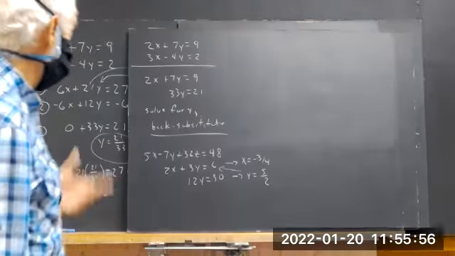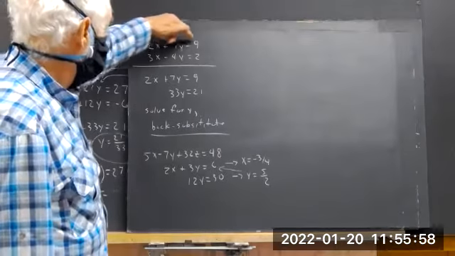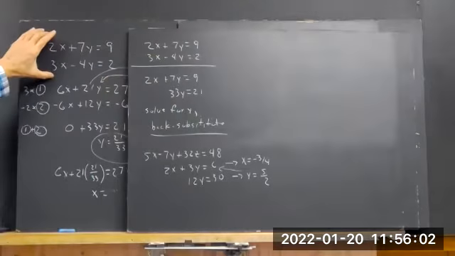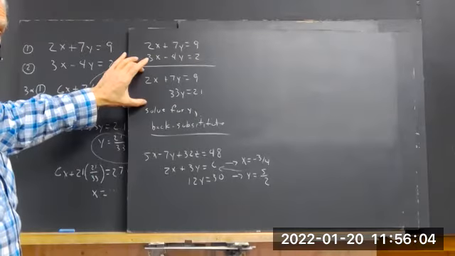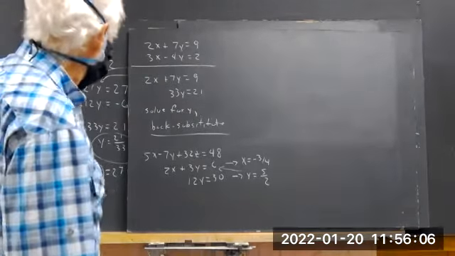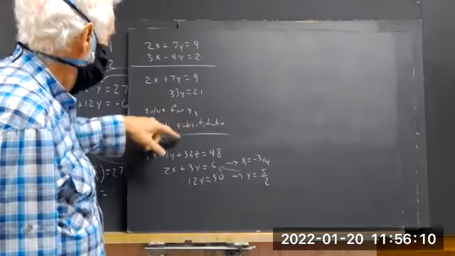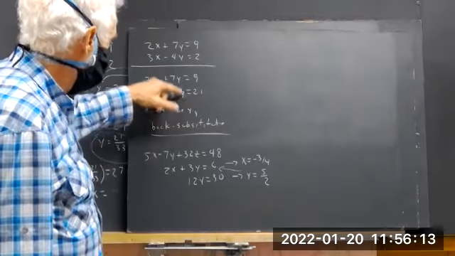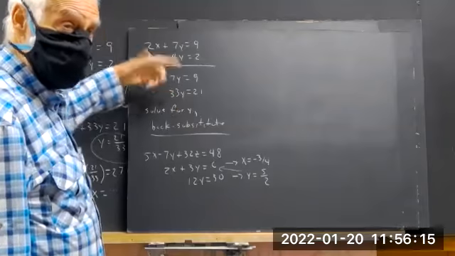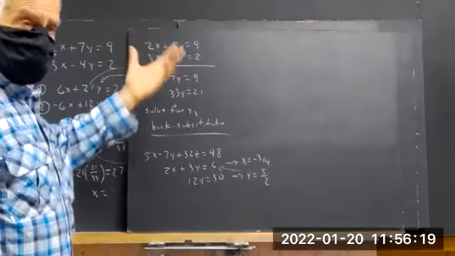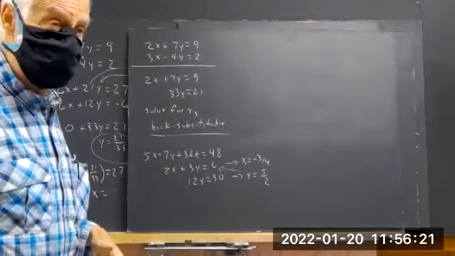Just a quick synopsis of what I said, since I didn't record it. 2x plus 7y equals 9, 3x minus 4y equals 2, the equation we started with, can be written like this. Then we can solve for y and use what we call back substitution. That's pretty much exactly what we did. We just write it out this way.